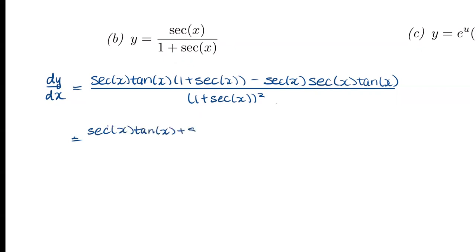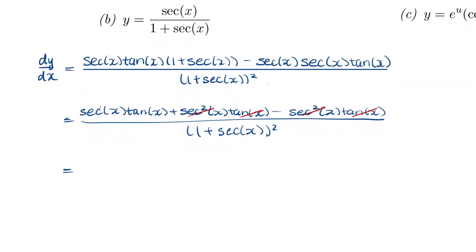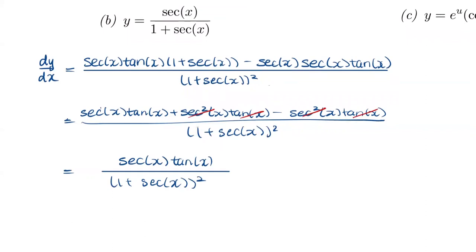And we have a secant squared of x tan of x. And we're also going to subtract it by secant squared of x tan of x. So here we see that the secant squared of x tan of x will cancel out with this. And we're still going to be dividing this entire thing by 1 plus secant of x squared. And what that leaves us with is secant of x tan of x, all divided by 1 plus secant of x squared. And that's the derivative of secant of x divided by 1 plus secant of x.